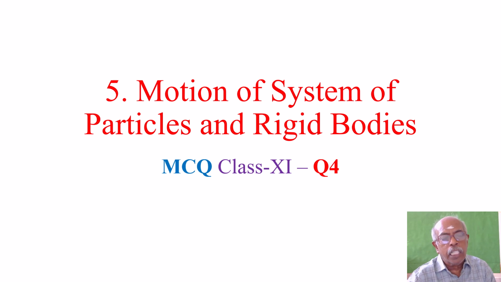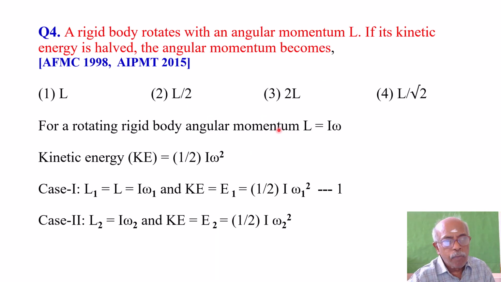In today's video, we are going to solve a question in motion of system of particles and rigid bodies. What is the question, sir? Let us look into the question. A rigid body rotates with an angular momentum L. If its kinetic energy is halved, becomes 1 by 2, the angular momentum becomes, you are given 4 options: L, L by 2, 2L and L by root 2, square root of 2.